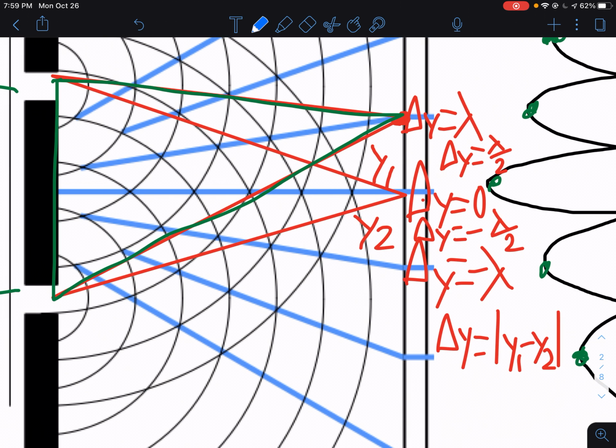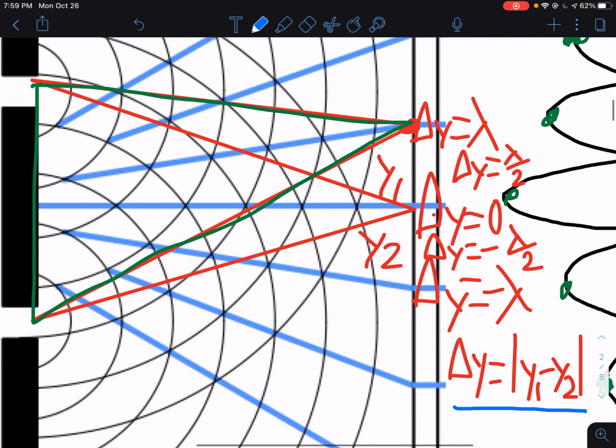We have the variable delta y, which is our path length difference, the magnitude of y1 minus y2. You see that the path length difference is 0 when both the path lengths are the same, the path length that light takes to reach the screen. We can have delta y equals lambda, which is CI. The blue lines are connecting all those points of constructive interference. And if we have lambda over 2 or negative lambda over 2, that's all DI in between those.